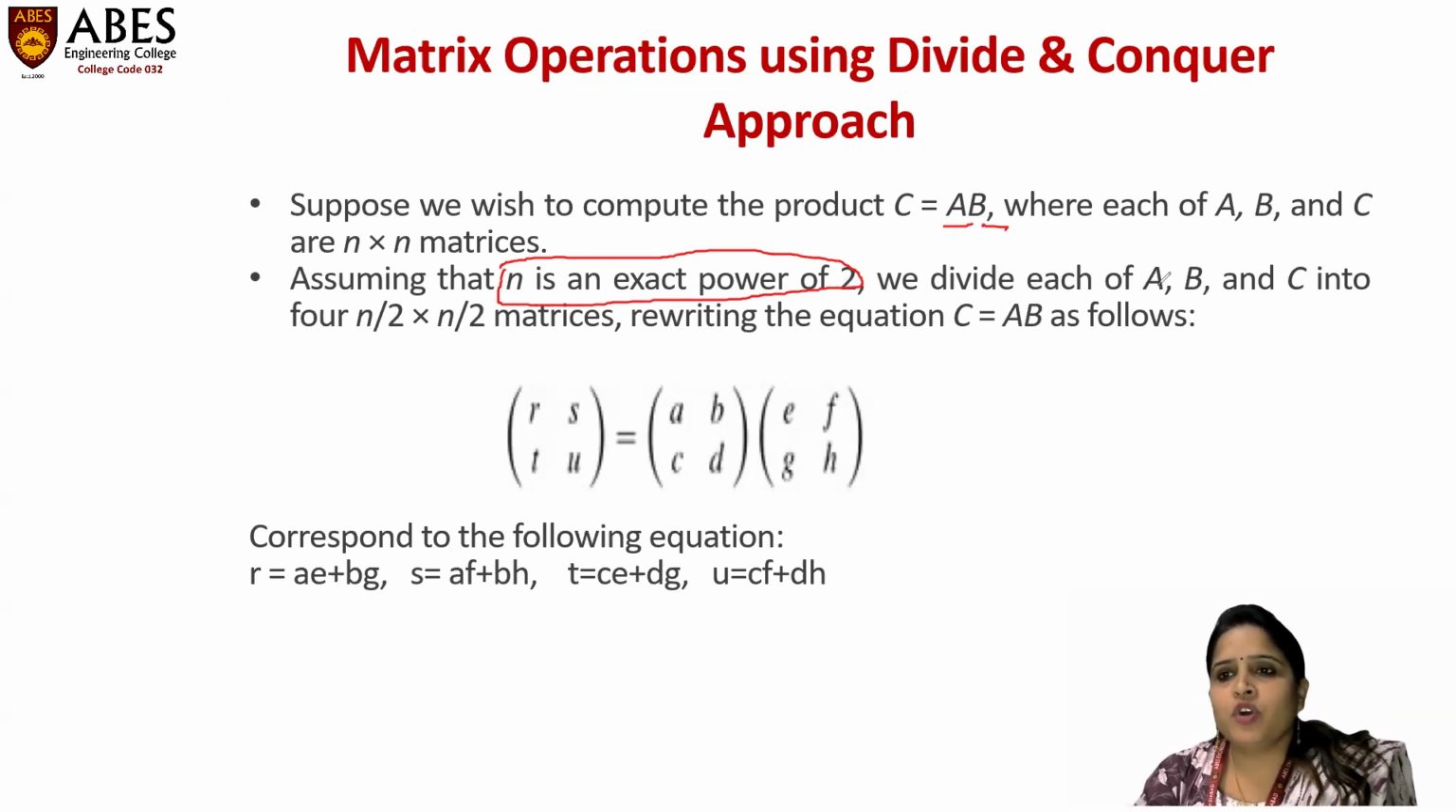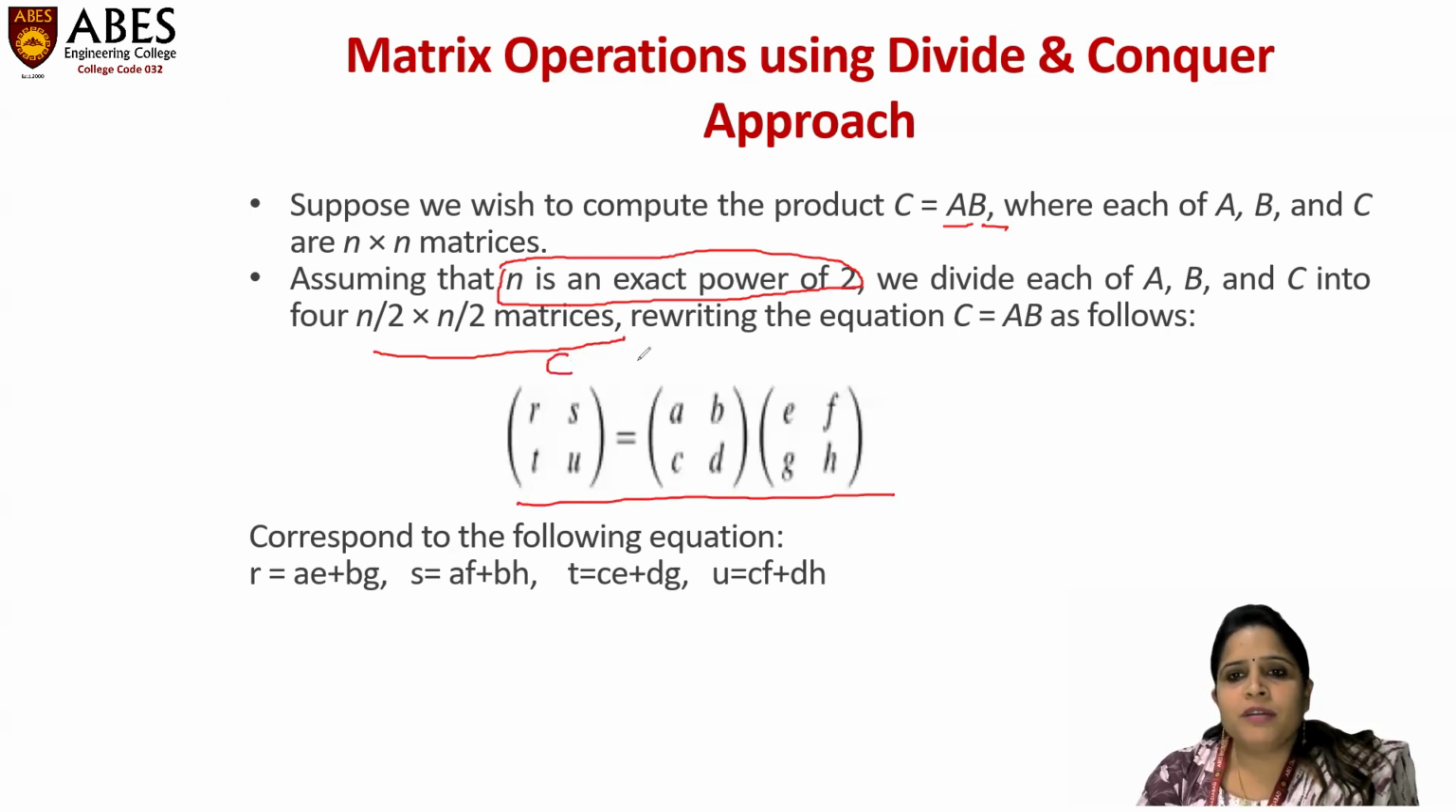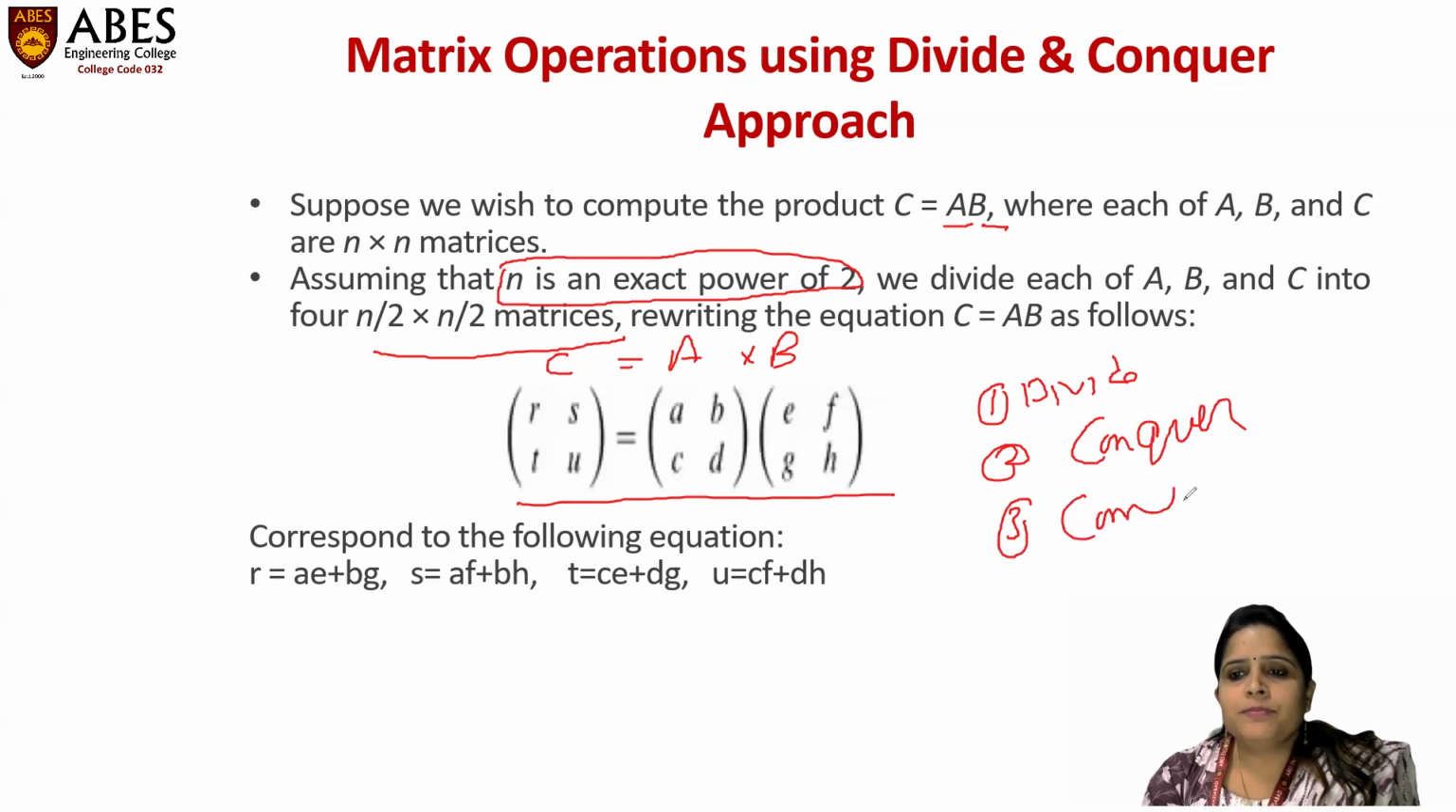After that, we divide each of A, B and C into n by 2 by n by 2 matrices, and then rewrite the equation in the form C is equal to AB. Here C represents the solution matrix, this one is the A matrix and this is the B matrix. We solve these A into B matrices recursively. Basically, in the divide and conquer approach, first we divide our problem into n by 2 matrices. After that, we conquer, which means we solve these smaller subproblems recursively, and then we combine all the subproblem solutions into a single solution.